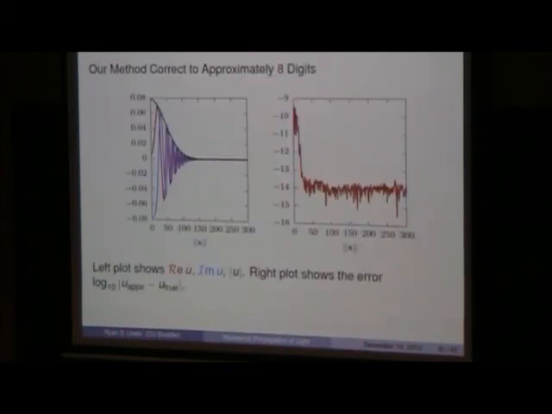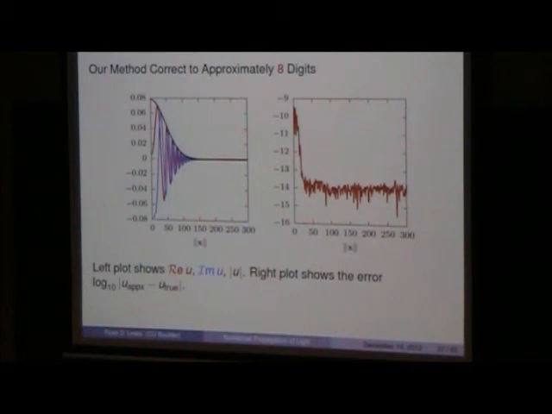And the result is our method is correct to 8 digits, exactly what we asked for. In fact, off-axis, it's substantially more correct. So on the left plot, I'm showing you the real part and the imaginary part of the field in blue and red, and then the magnitude. And the right part is a logarithmic plot of the error.